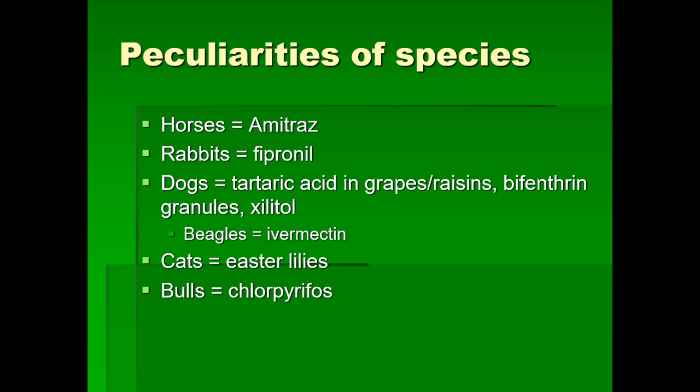And these are tartaric acid, which is what's in grapes and raisins, bifenthrin granules, xylitol that we discuss in the liver section, and obviously for collie breeds, you always want to keep in mind ivermectin. And finally, in cats, we always have to keep in mind lilies that we will see in the next video. So this is the last slide.